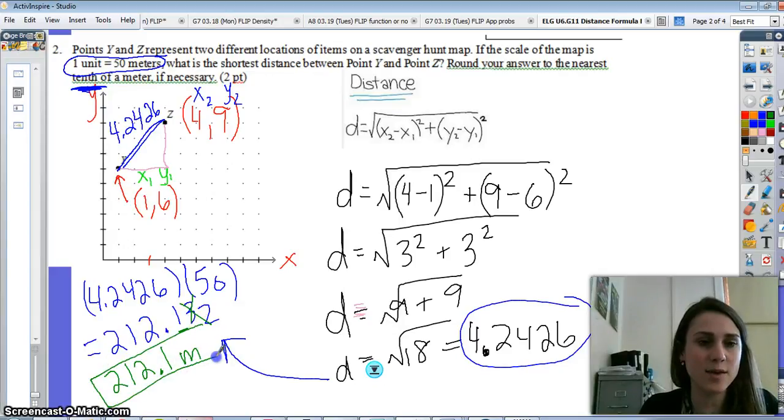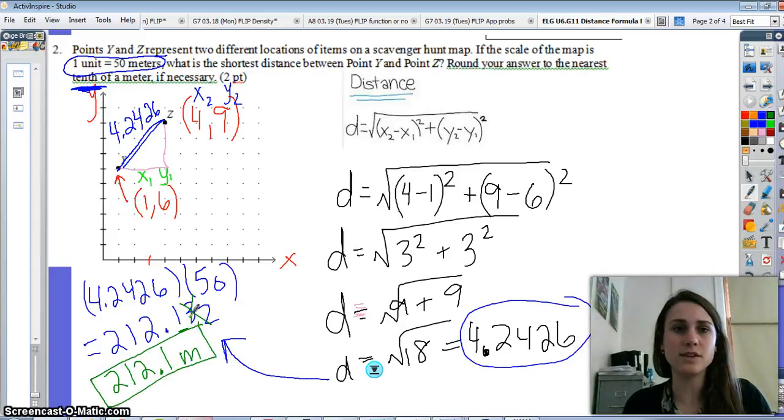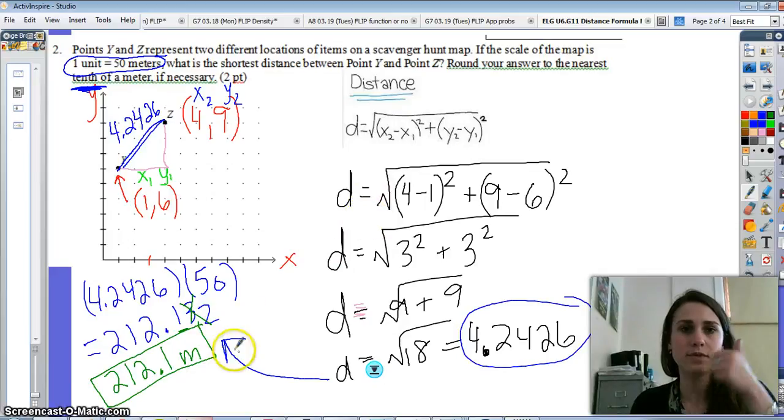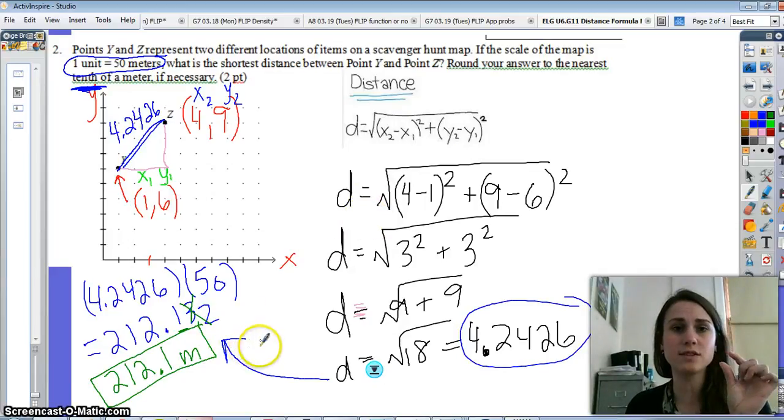meters. Same value as when we solved this using the Pythagorean theorem. Don't forget to convert your units to meters.